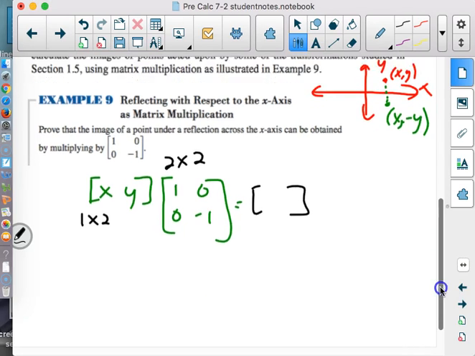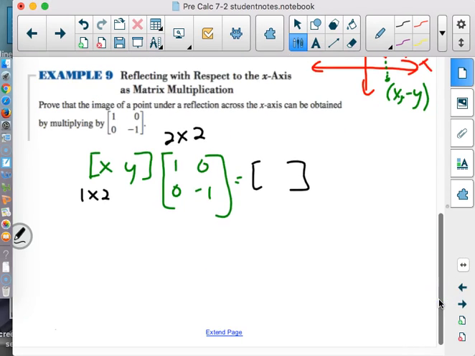All right. 1 times x is x. Y times 0 is 0. That's going to be x. That's good. We needed that. X times 0 is 0. Y times negative 1 is negative y. There's our proof right there. We got what we needed.